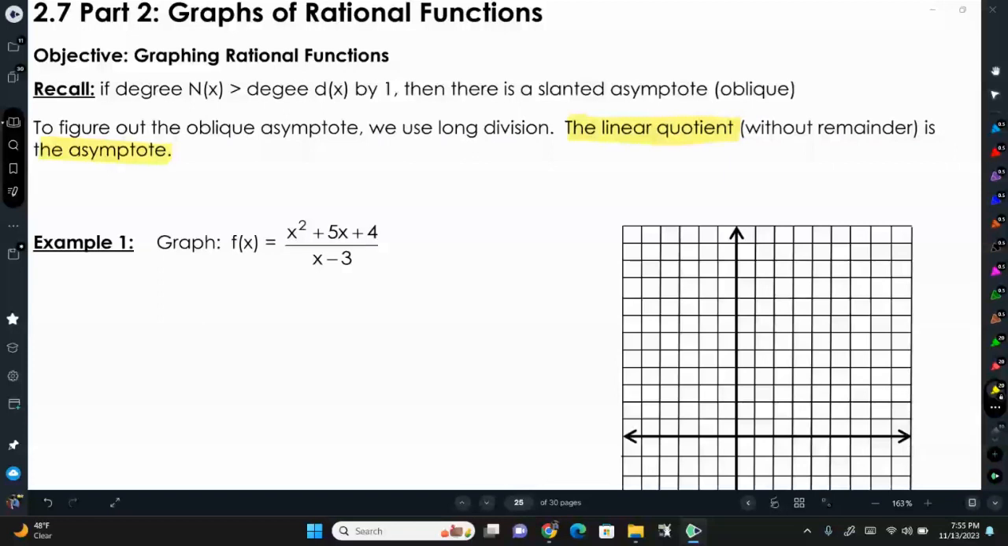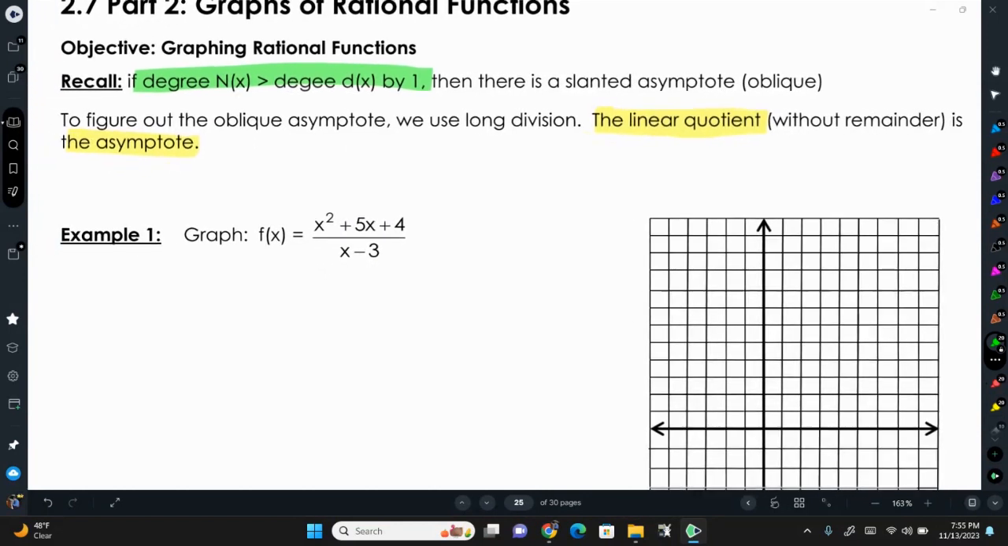Because the degree of the numerator is bigger than the degree of the denominator by 1, remember that's what we have right here, the quotient will always be linear, and we're going to graph that line, and that is our asymptote. So none of these are going to have horizontal asymptotes. These ones will always be slanted ones. Now, you might say, what do we compare to for the end behavior?